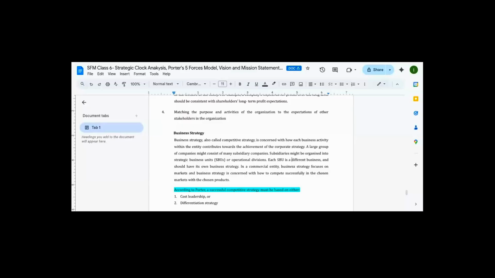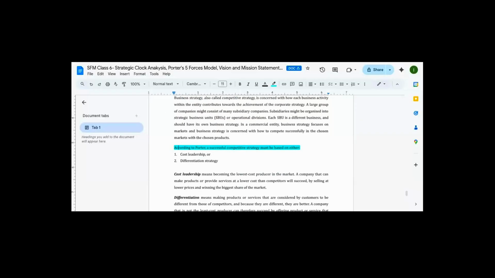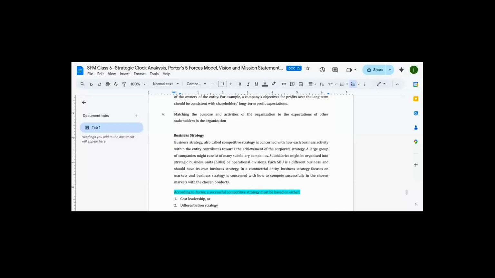So the business level strategy focuses on the contribution of all the various functional departments towards the achievement of the broad objectives. Under the business level strategy, Michael Porter advised, you can see, according to Porter, he said a successful competitive strategy must be based on either cost leadership strategy or differentiation strategy.